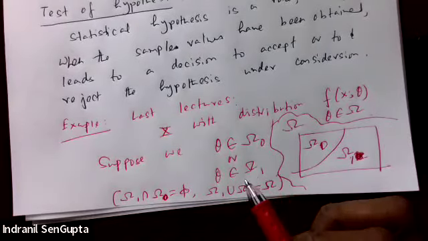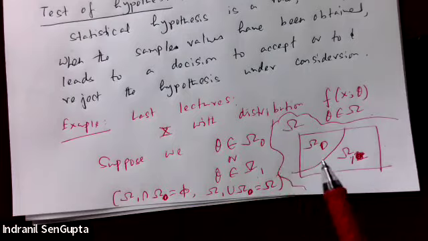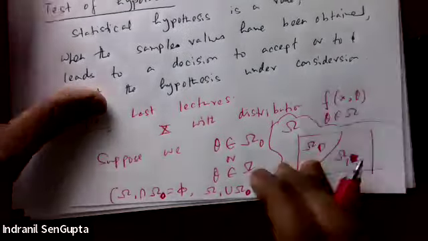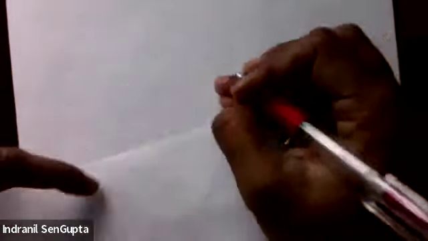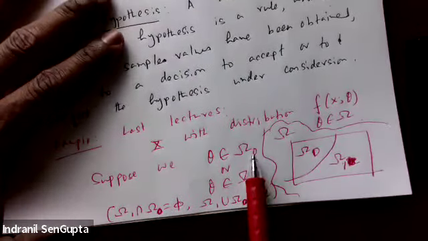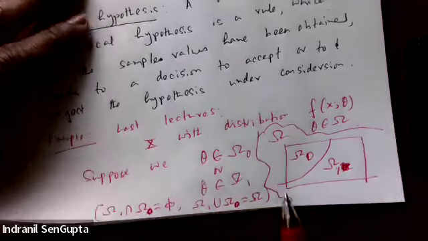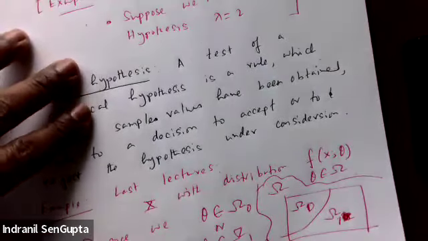Okay, so the question is, where does theta lie? So the hypothesis that we're testing here is that theta is either in omega 0 or theta is in omega 1. Actually, that will lead to my next definition. So let me just write the next definition and then we'll explain.